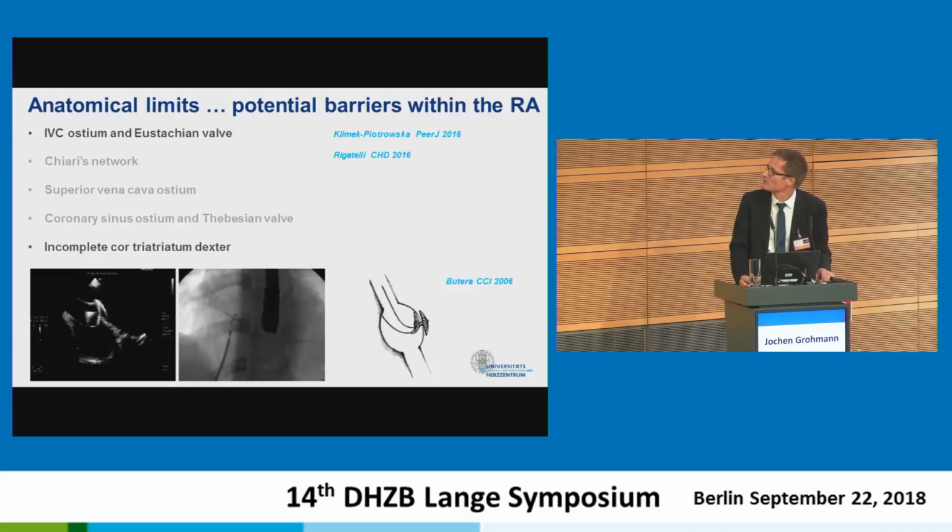Here's a case below from Gianfranco Butera, where you see that the right atrial disc of this PFO occluder is tackled by the Eustachian valve, and finally they found a solution to push it away with a pigtail catheter and close the foramen ovale.